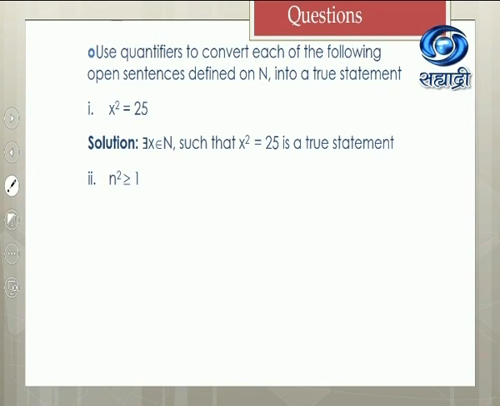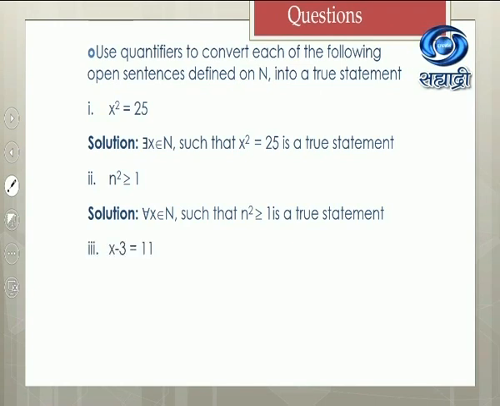Next, n square is greater than or equal to 1. It is true for all n because natural numbers start with the number 1. So I can write it as for all x belonging to N such that n square is greater than or equal to 1 is a true statement. Next, x minus 3 equal to 11.